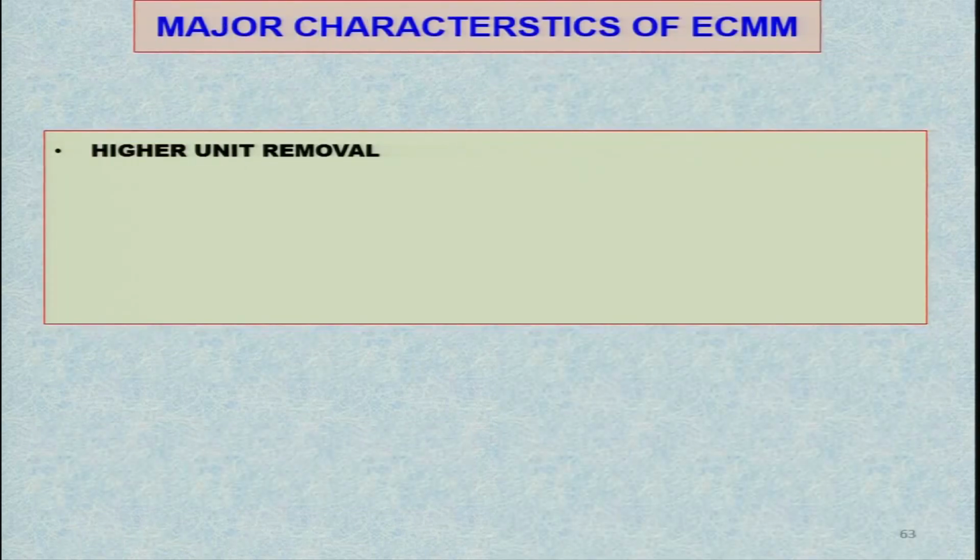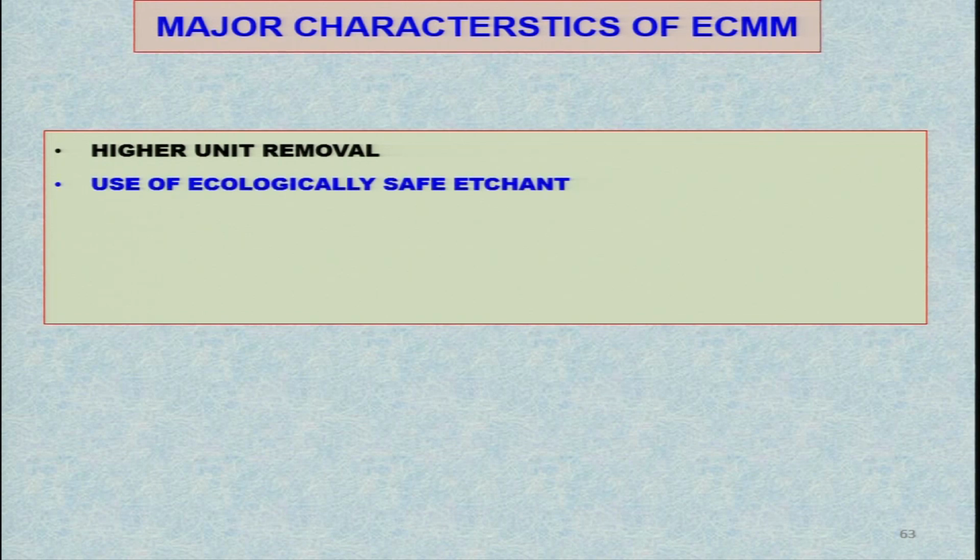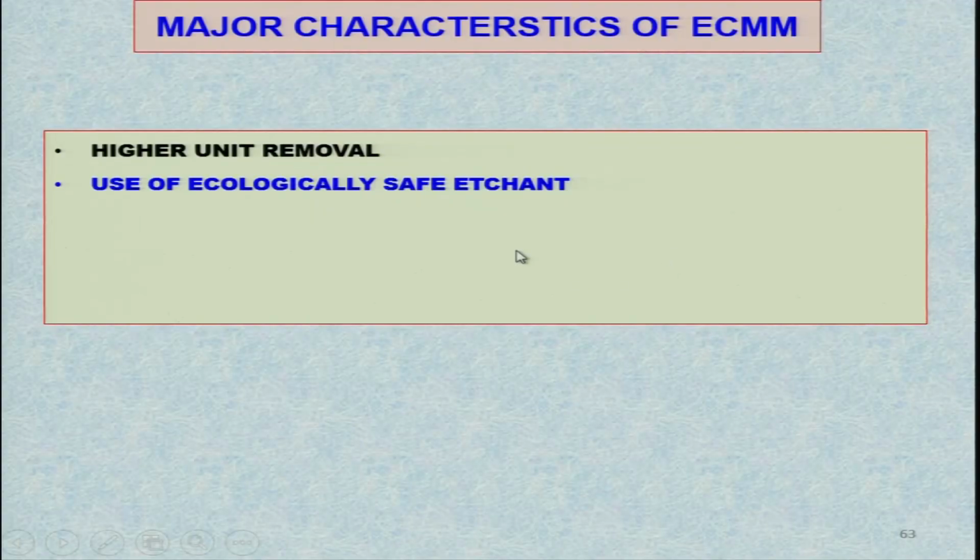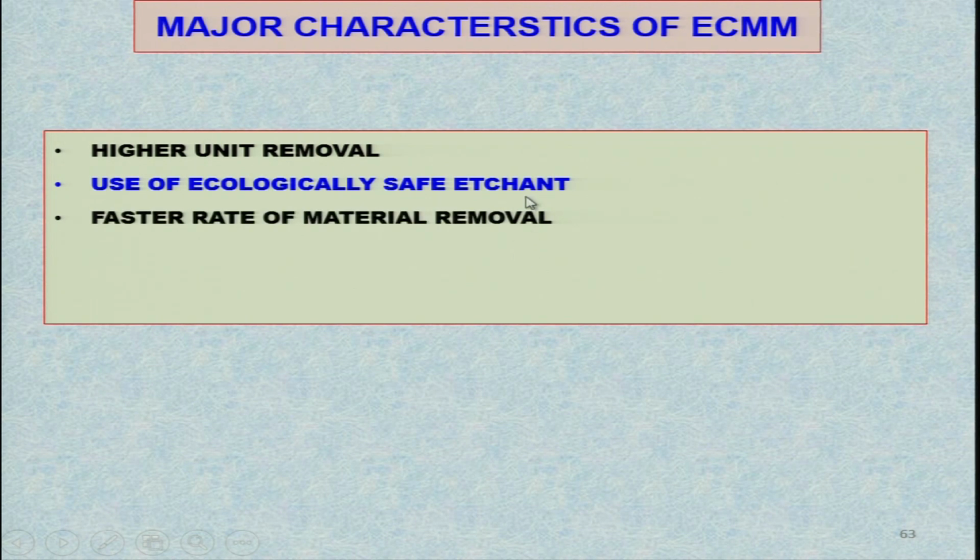Major characteristics of electrochemical micromachining: higher unit removal. This particular process, electrochemical machining, gives the highest material removal rate as far as advanced machining processes are concerned, except plasma arc machining. So, in electrochemical micromachining also it gives a much higher machining rate compared to other thermal micromachining processes. Use of an ecologically safe agent is very important.